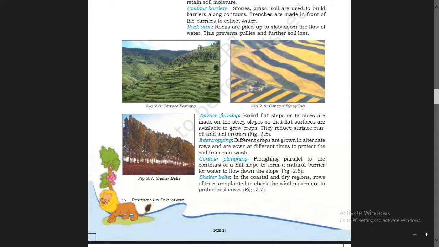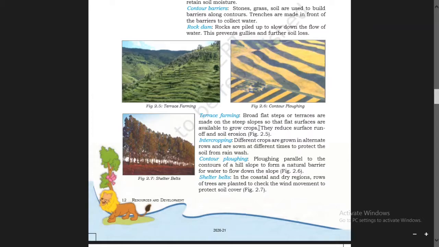Now here a terrace farming picture has been given, boys. Terrace farming: each of a series of plant areas made on a slope. That is called terrace farming. Broad flat steps or terraces are made on the steep slopes so that flat surfaces are available to grow crops.